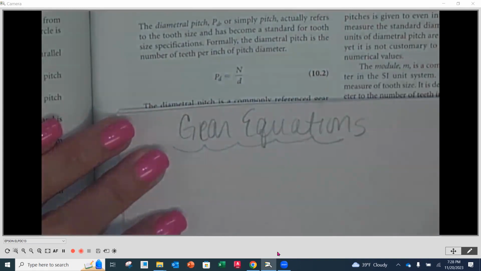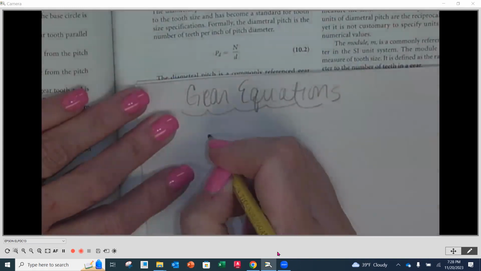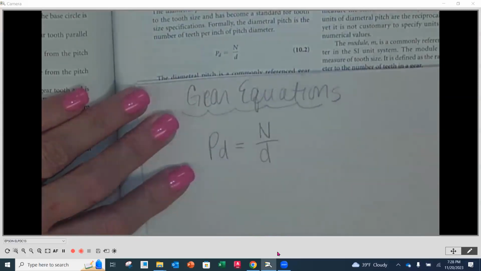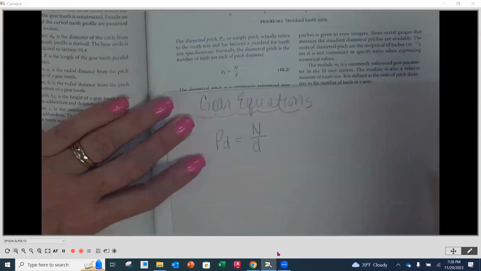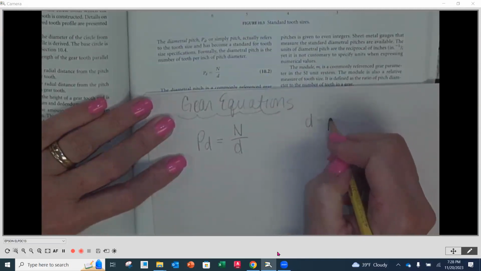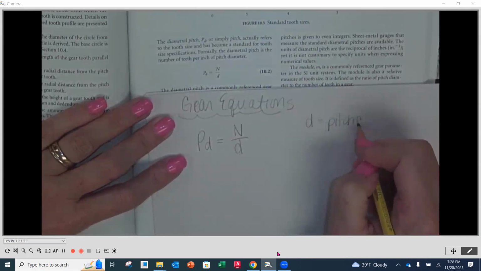And this is going to be my first one that I'm going to list. So capital P sub D is equal to N divided by D. All right. Now, D right here, I'm going to put that one first. That is the pitch diameter.